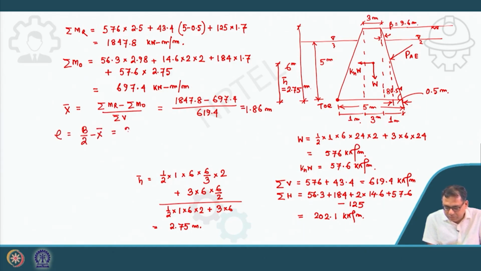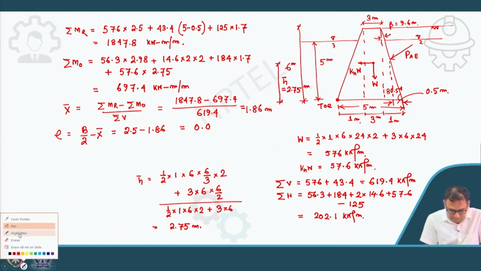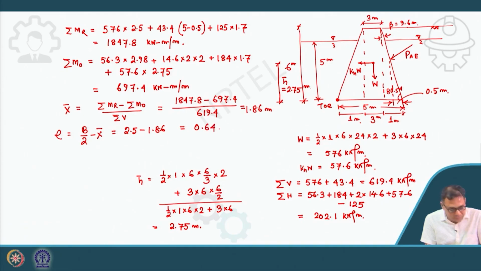Now, B by 2 will be 2.5 minus 1.86. So, it is coming out to be 0.64 meter, which is less than B by 6, or now it is 5 by 6. So, 5 by 6 will be 0.83 meter. Okay. So, now it is okay.